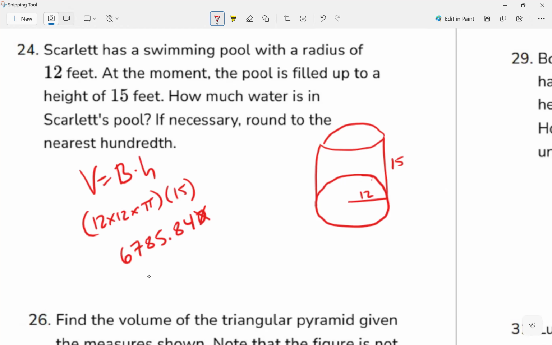So my answer is going to be 6,785.84. I use the pi symbol for pi, so that's what I got. If you try it at home and try 3.14 instead of the pi symbol, use 3.14. If you use that, your answer will end up being 6,782.4. Again, you can try it on your calculator. So it would be 6,782.4.